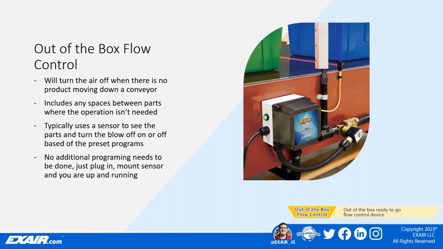Out-of-the-box flow control systems, like Xair's Electronic Flow Control, we also call it the EFC, is designed to improve efficiency by reducing overall compressed air usage. It utilizes a photoelectric sensor that detects when the part is present. When it's not, it triggers a solenoid valve to close and shut off the compressed air supply. So you're saving when the operation isn't running at all, and you're also saving air between products when it's not needed for the desired outcome.